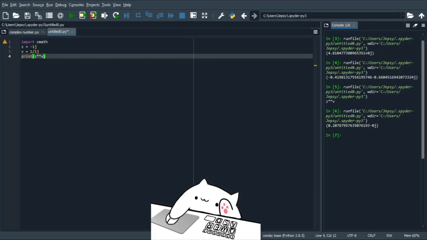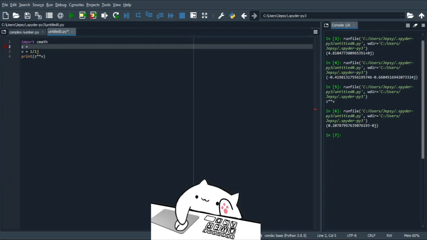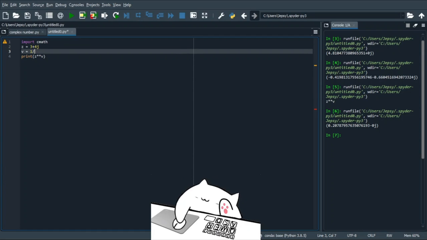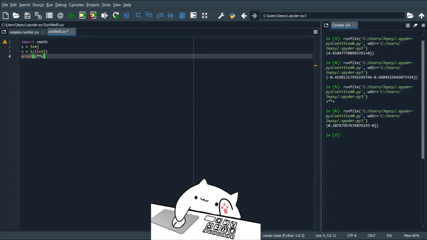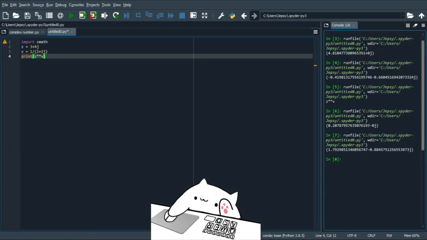Next problem is again the root of a complex number. So I see here we have the 1 plus j2 root of 3 plus j4. So my z will be the inside of the j root, so it's 3 plus j4, and our v will be 1 all over 1 plus 2j. Let me put parentheses. Okay, and our print will be still the same. So the answer here is 1.79 minus 0.88j.